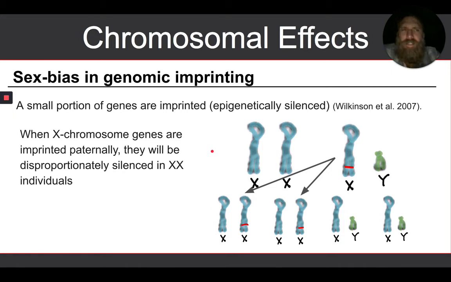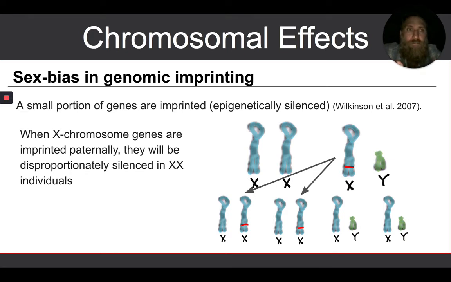So let's take a look and see if I can convey how just having two different sex chromosomes automatically gives you this sex bias in this phenomenon of gene imprinting. Remember, gene imprinting means silencing. So if a gene is imprinted, you're kind of turning it off. So X chromosome genes are imprinted paternally. That means there's a gene on the X chromosome that's silenced from the father. They will be disproportionately silenced in XX individuals.